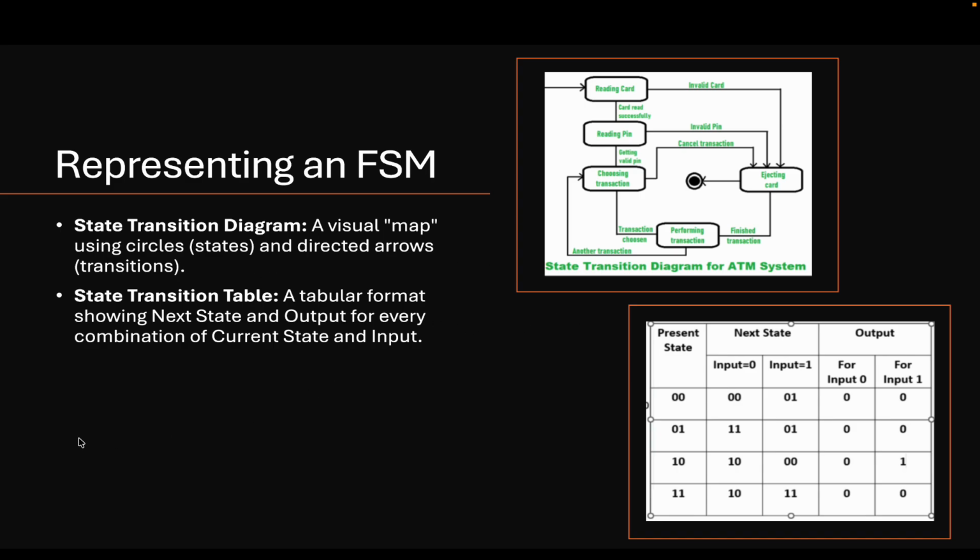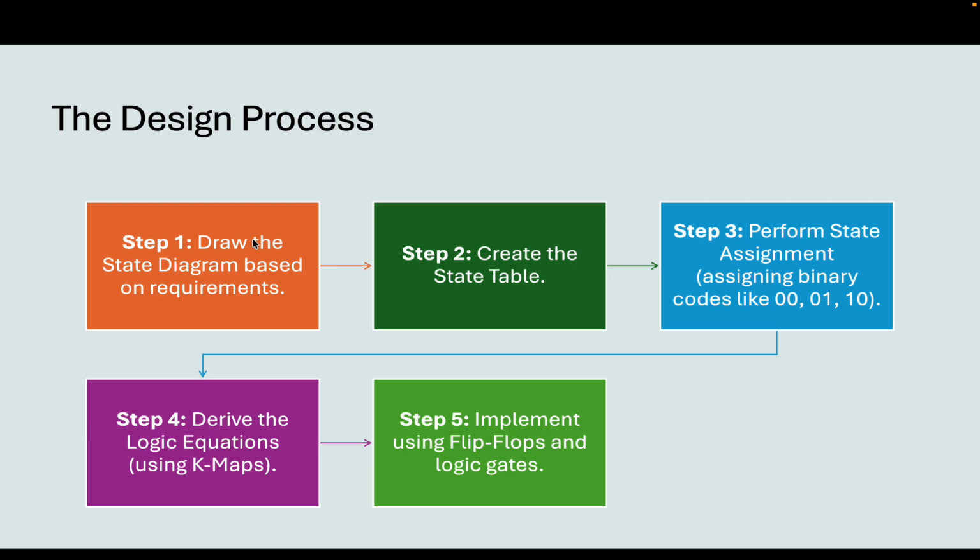We'll see how the design process works. Let's take an example. You're building complex logic in digital electronics, maybe a traffic light controller or something like that. So how will you start? First, you will draw the state diagram. You will think about what requirements you have. If I consider a traffic light controller, I want three states: one is red light, green light and yellow light.